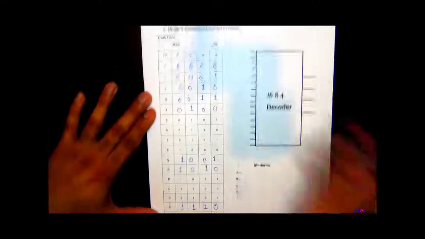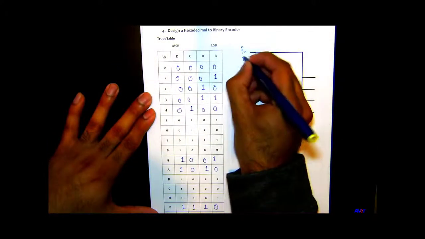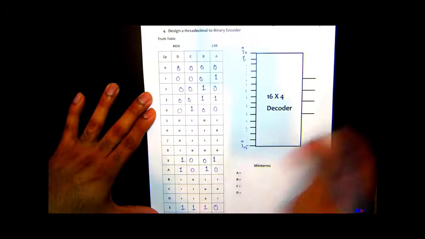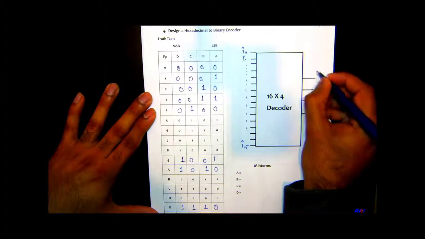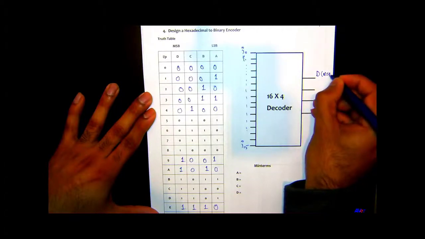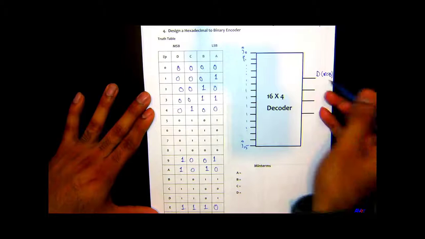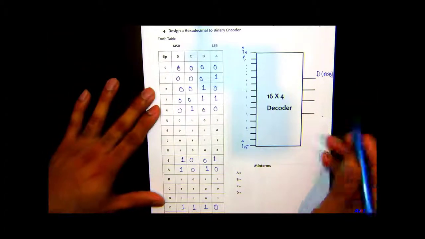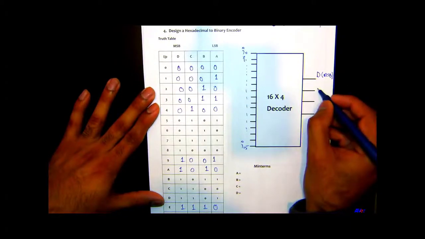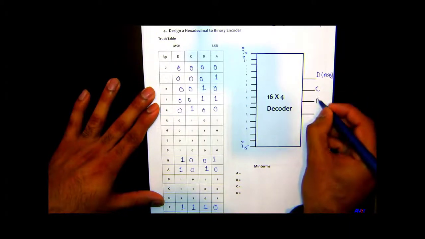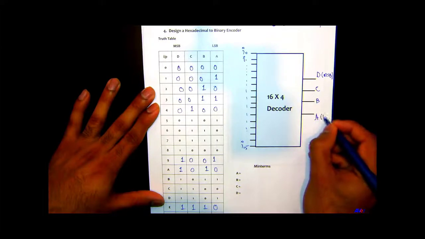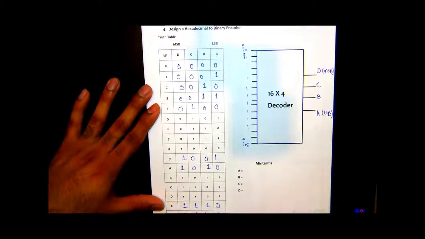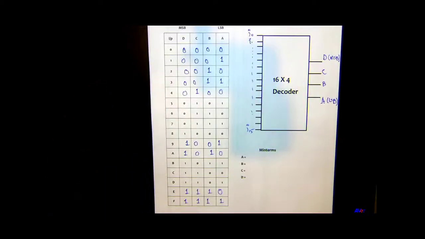Okay. And again, you will have these input lines I1, and they go all the way to I15, and these will be your D, the MSB. It's not really a rule that you have your most significant bit here. You can have your most significant bit here as long as you understand which one is the most significant bit. Okay, and then this is your C, B, and A, the least significant bit. Okay.